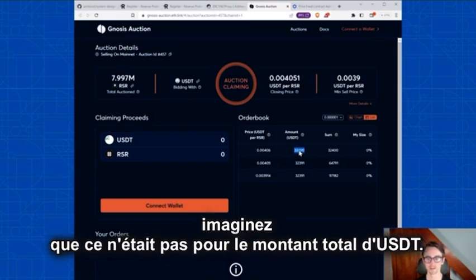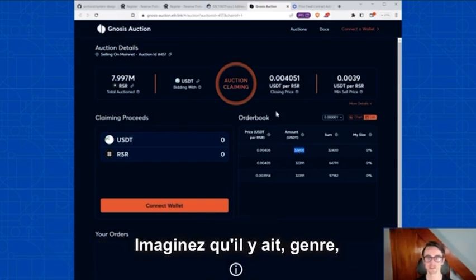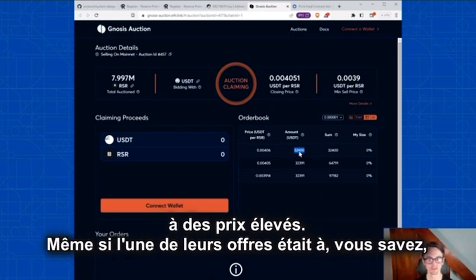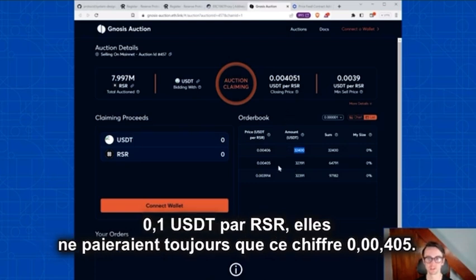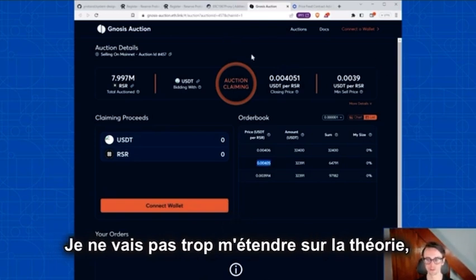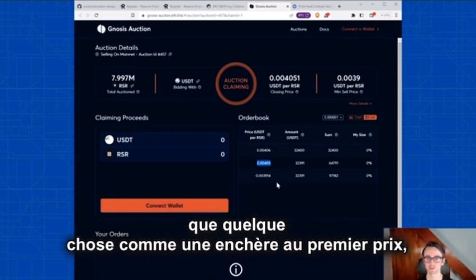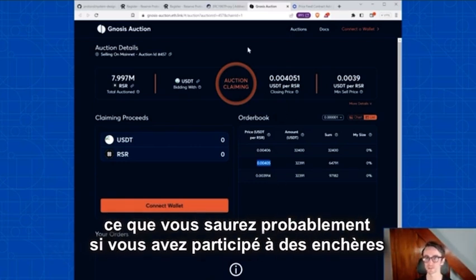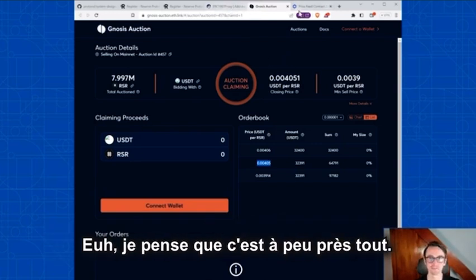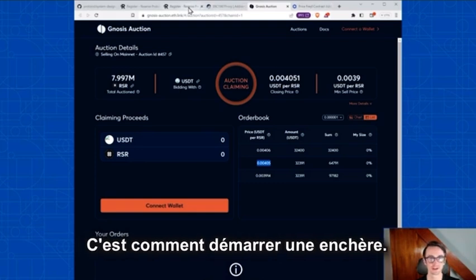So imagine that this weren't for the full USDT amount. Imagine there's like 5 different rows up here where different people all bid at high prices. Even if one of their bids was at, you know, 0.1 USDT per RSR, they would still only pay this 0.00405 number. And that's because of this next price mechanism. I won't geek out about the theory too much, but I will just say this is a much more stable mechanism than something like a first price auction, which you will probably know if you participated in bidding for block space on Ethereum prior to EIP 1559. I think that's just about it. That's how to start an auction.